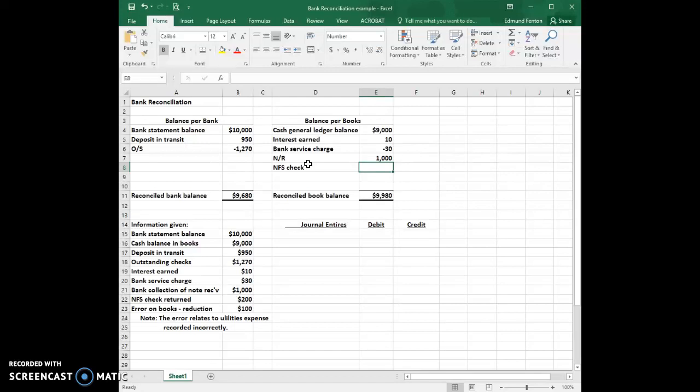So they sent the check back to our bank, and our bank took it away from us. So we need to deduct this if we have not deducted this already in our records. And here we're assuming we have not done so yet.